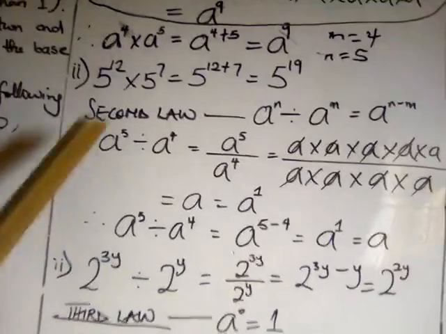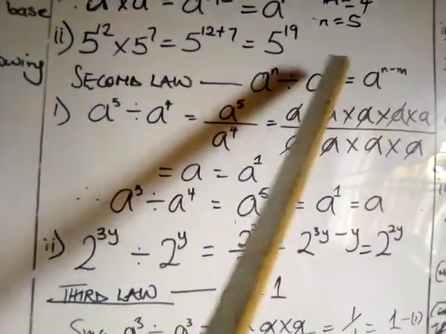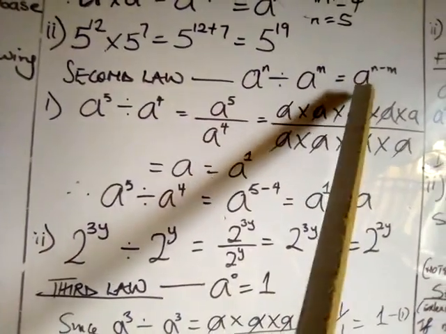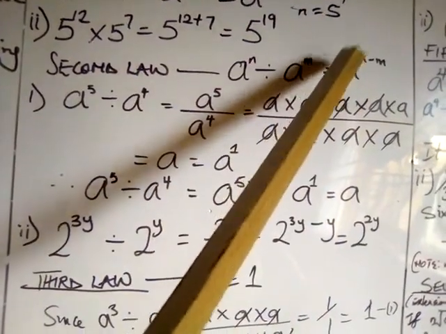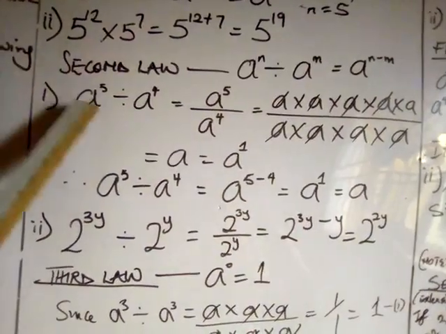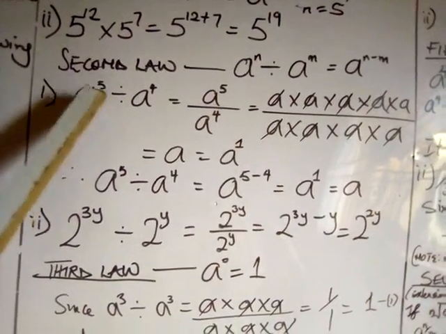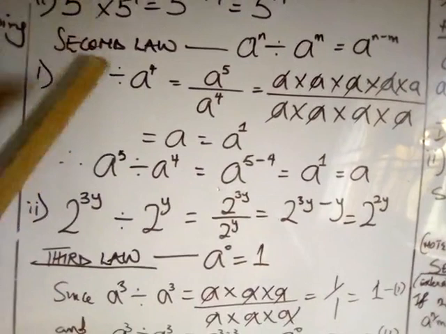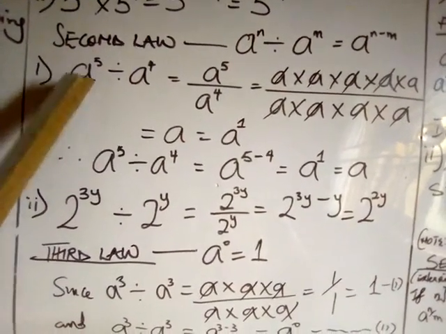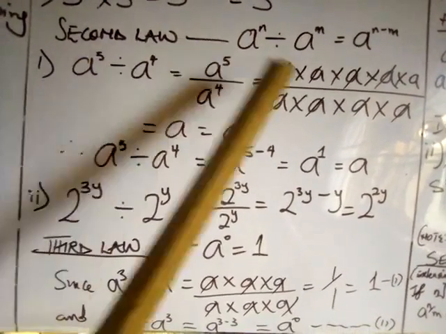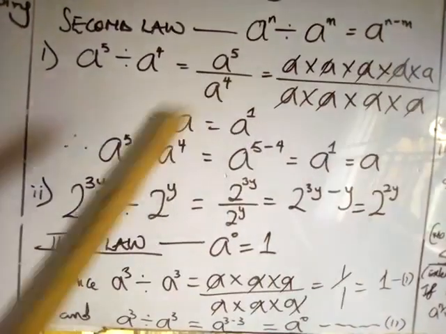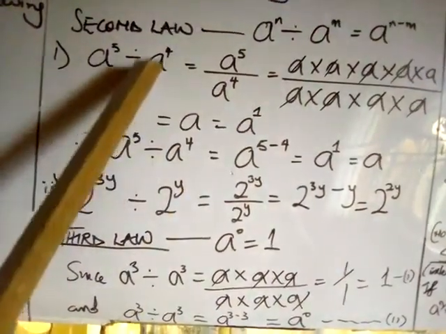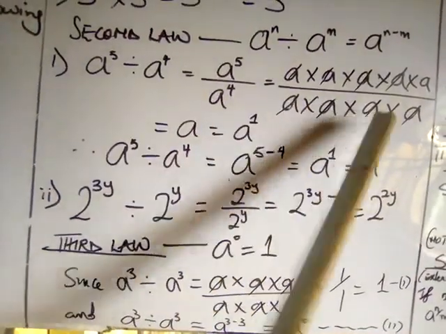So you see, the second law is talking about a raised to power n divided by a raised to power m, which is equal to a raised to power n minus m. How do we do that? I need a raised to power 5 divided by a raised to power 4. Ó mean pé kíni o? Mo sọ wípé ó mean pé a lọ́nà márùn, àbí? It means a in 5 places. So this is a in 5 places divided by a in 4 places, àbí? A in 4 places. Now divide by this.